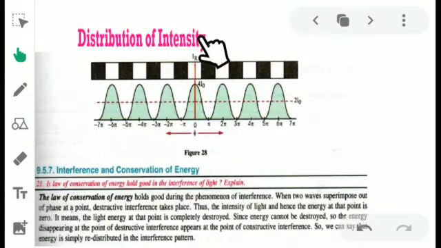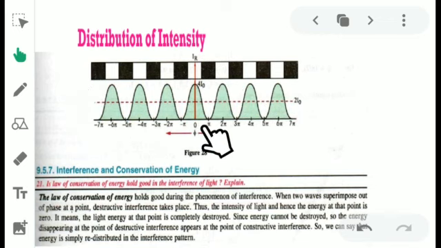Next, the distribution of intensity. Here we have seen that the fringe widths of the dark band and the bright band are both equal. See here, the width is the same, alternate bright and dark bands. Here the x-axis shows the phase difference and the y-axis shows the intensity. The intensity of all the bright bands is the same.